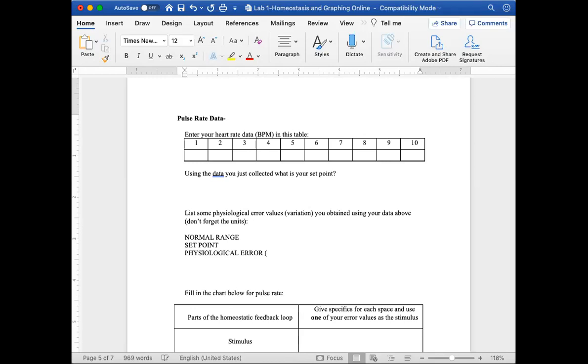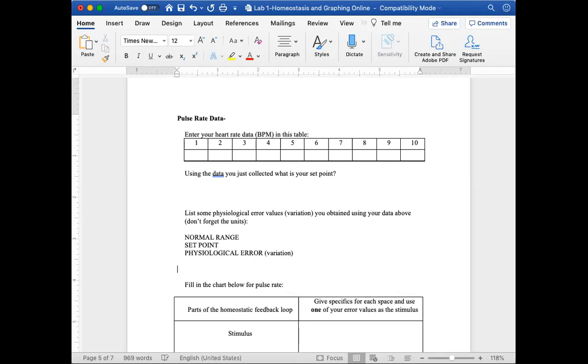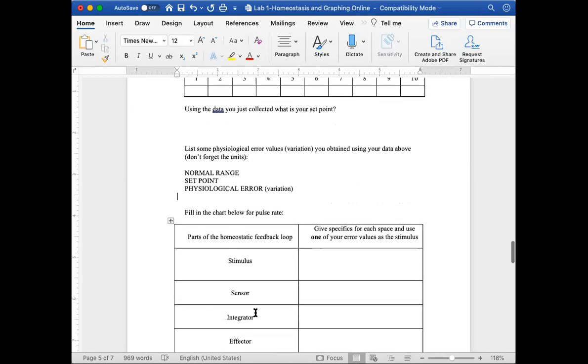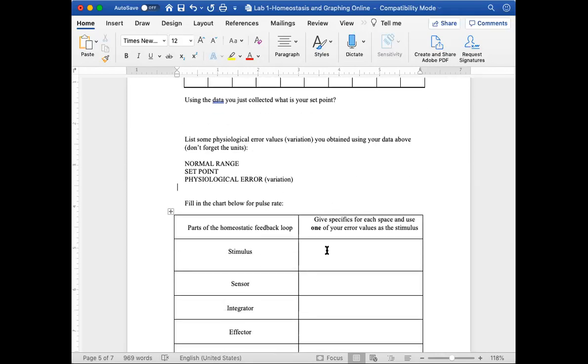And I'll repeat this again. It means variation, right? Does it mean that it's wrong? No, it's just physiological variation. It's any number that's not your set point within your data set. I'll say that time and time again, and students will still get it wrong. So pay attention, okay? All right, and then fill in the chart for the pulse rate.